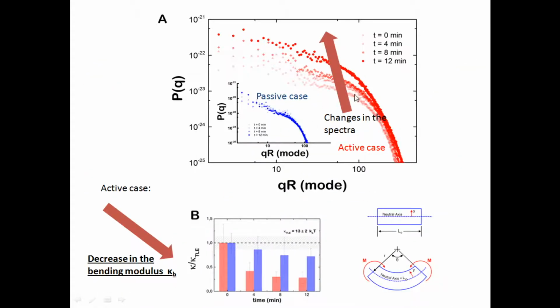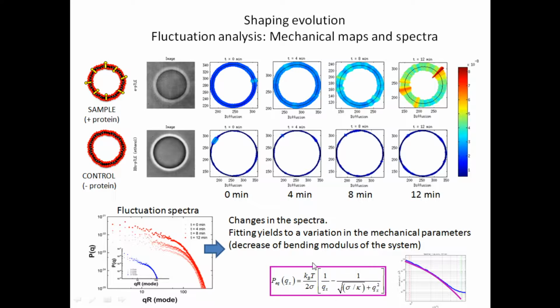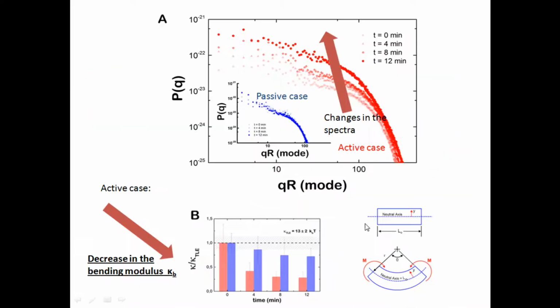increases. These experimental spectra can be fitted into a theoretical expression in which physical parameters of the membrane appear: membrane tension, sigma, related to the stretching deformations, and bending modulus, kappa, related to bending deformations. Once the spectra are fitted, these parameters can be obtained. As we filmed at different times, we can get the evolution through time.